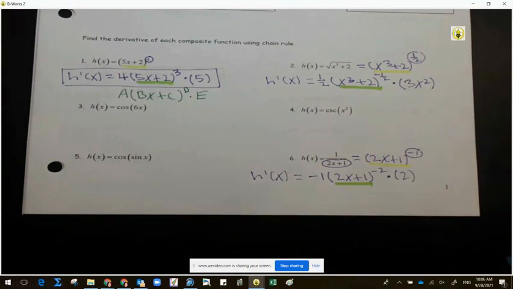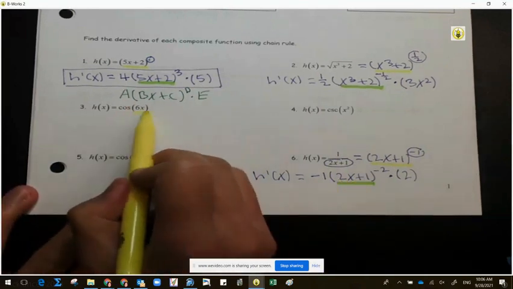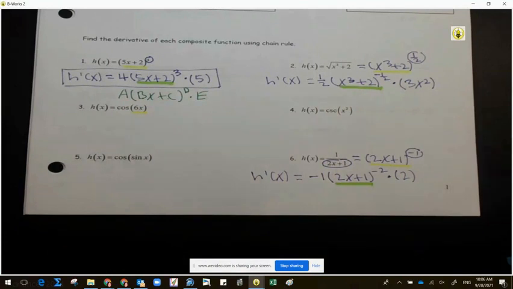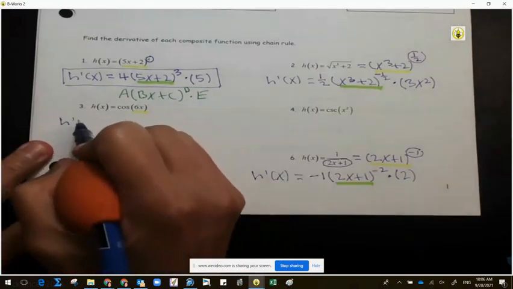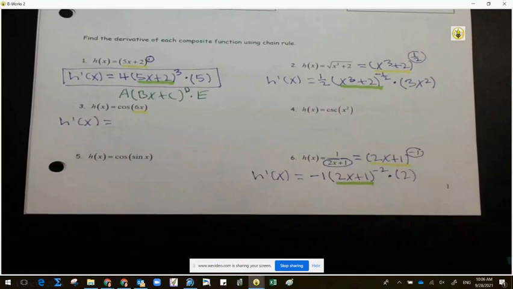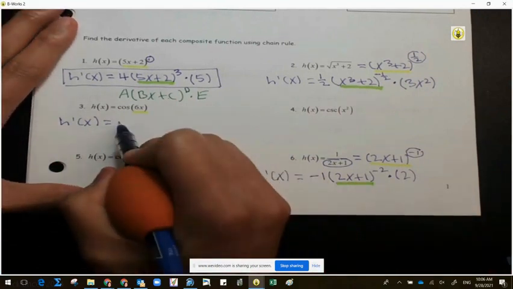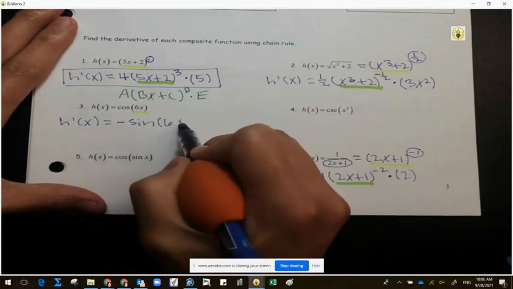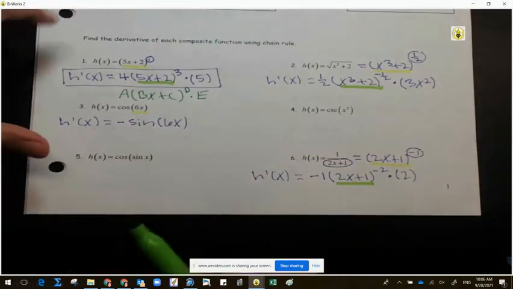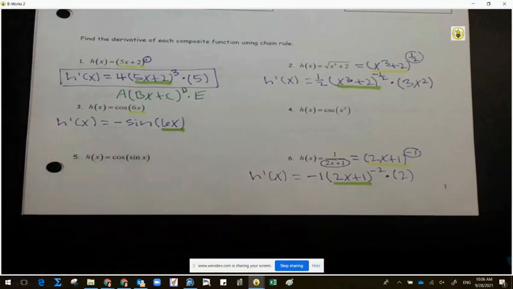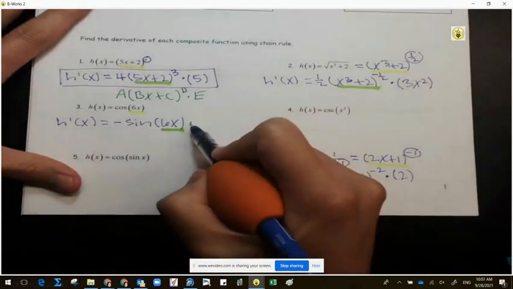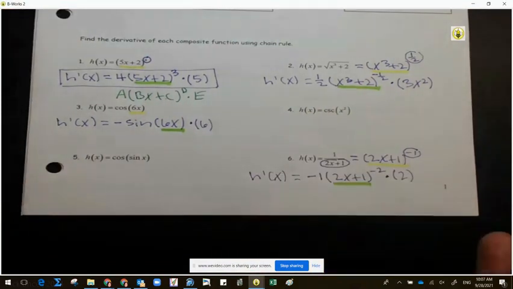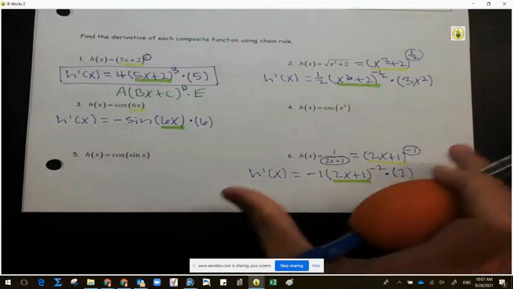On number 3, which is a chunk that I'm going to underline to not mess with? 6x. So I have h prime of x. So derivative of cosine, what is it? Negative something. Negative sine. You keep the inside. And then we are going to derive the inside, which is how many? That's it. So make sure you have your 6 trig functions memorized. Let's go on to number 5 next.